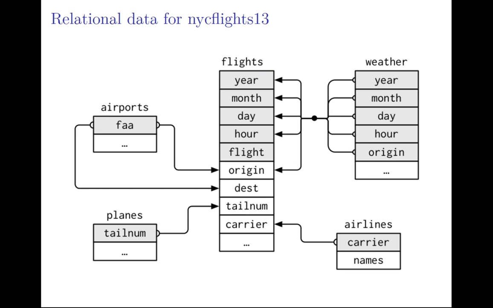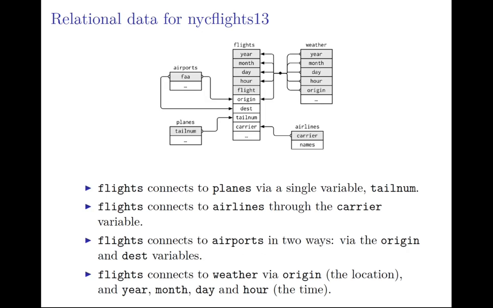We've talked a bit about relational data when we were talking about how small data sets can link up to large data sets. Here's another example, using this NYC flights database. In this diagram, you can see that flights connects to planes via a single variable, tail number. Flights also connects to airlines through the carrier variable. Flights connects to airports in 2 ways, via the origin and destination variables. And finally, flights connects to weather via origin, which is the location, and the year, month, day, and hour, the time.